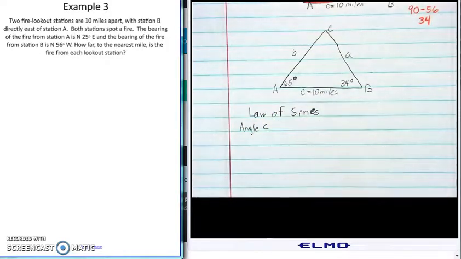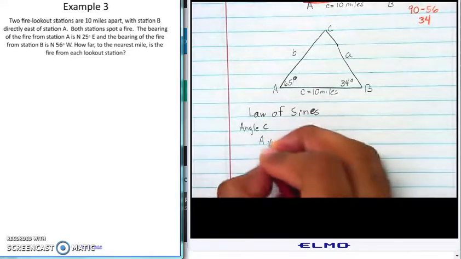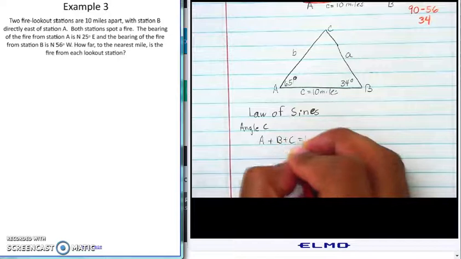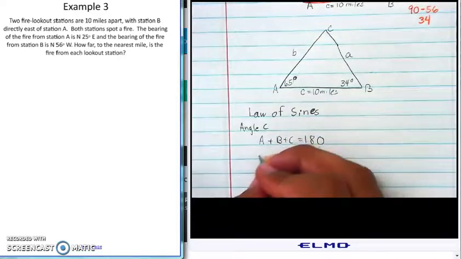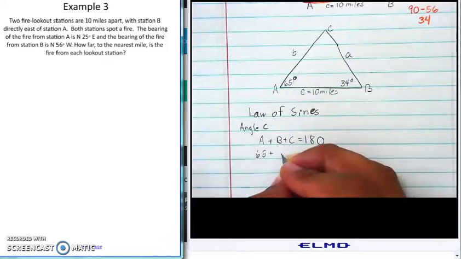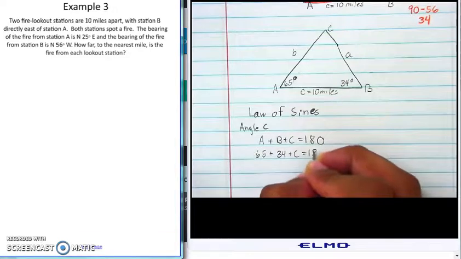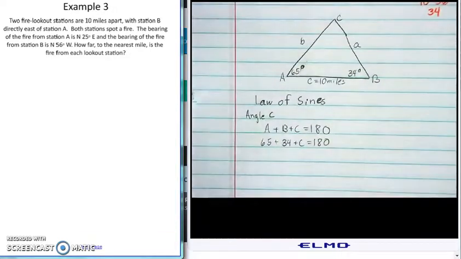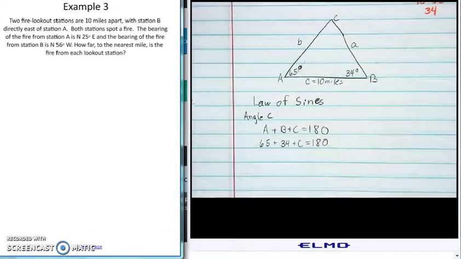So this one we're going to have to find everything because it requires it. So we know A plus B plus C equals 180. Angle A is 65. Angle B we have 34. Angle C we don't know what it is. And again, we already know how this works. So we add them up, subtract from 180, and get an answer.